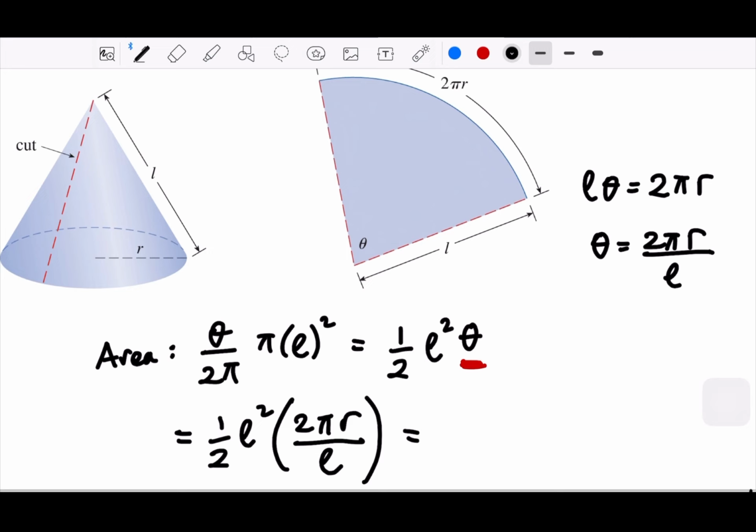So after some simplification, we have the area is pi r L. And I think this is high school, right? Yeah. I think the cone is already in good shape.